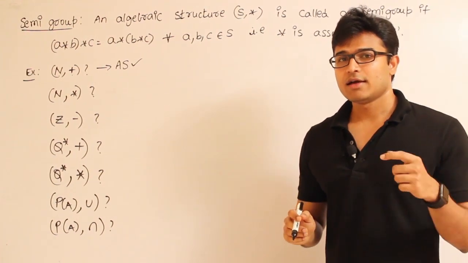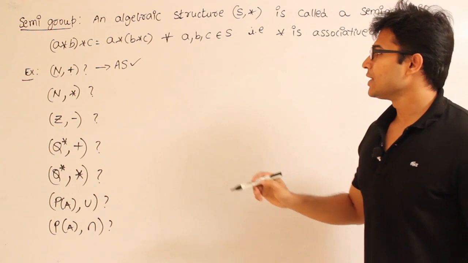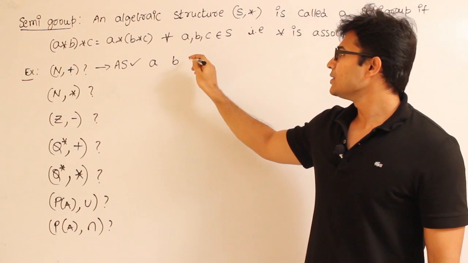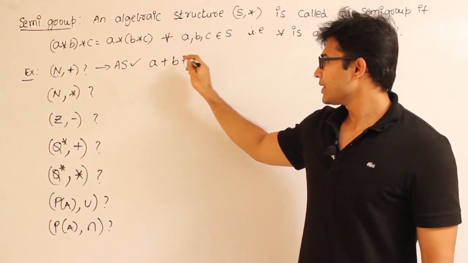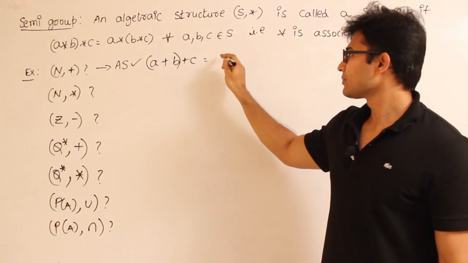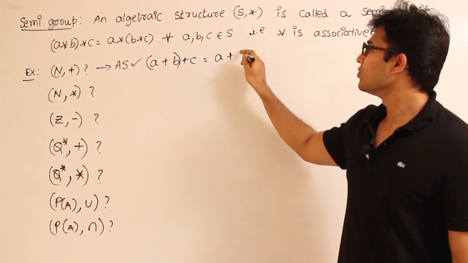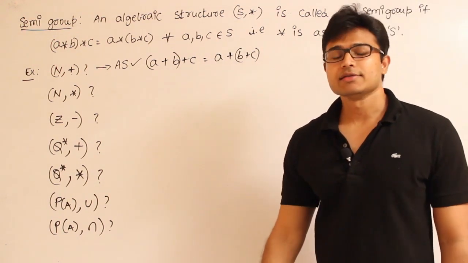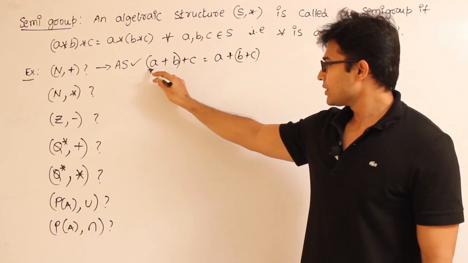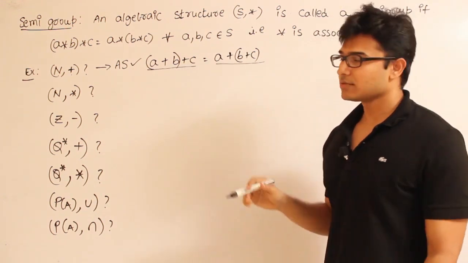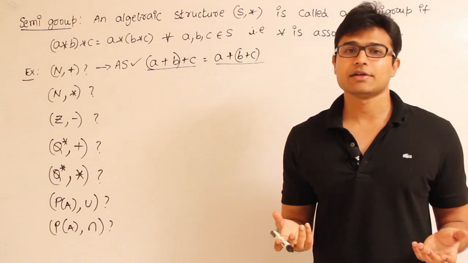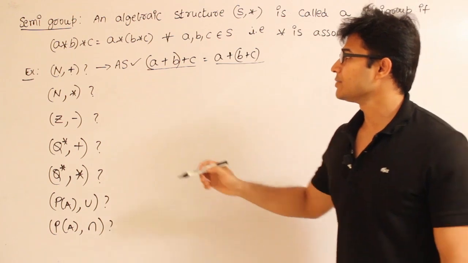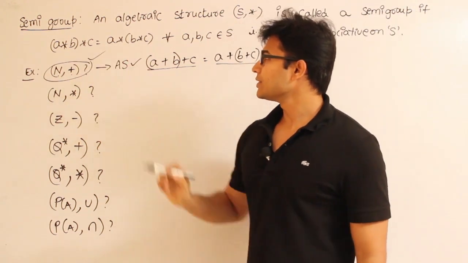You should understand the associativity property, which means if I take any three natural numbers, let's say A, B, C, and if I perform addition like this, is this result going to be equal to this? If the result is equal, then we can say that it is a semigroup. Check this: (A plus B) plus C is of course equal to A plus (B plus C). Both are natural numbers. You can take any three natural numbers, and of course this property will be satisfied. Therefore it is definitely a semigroup, right?